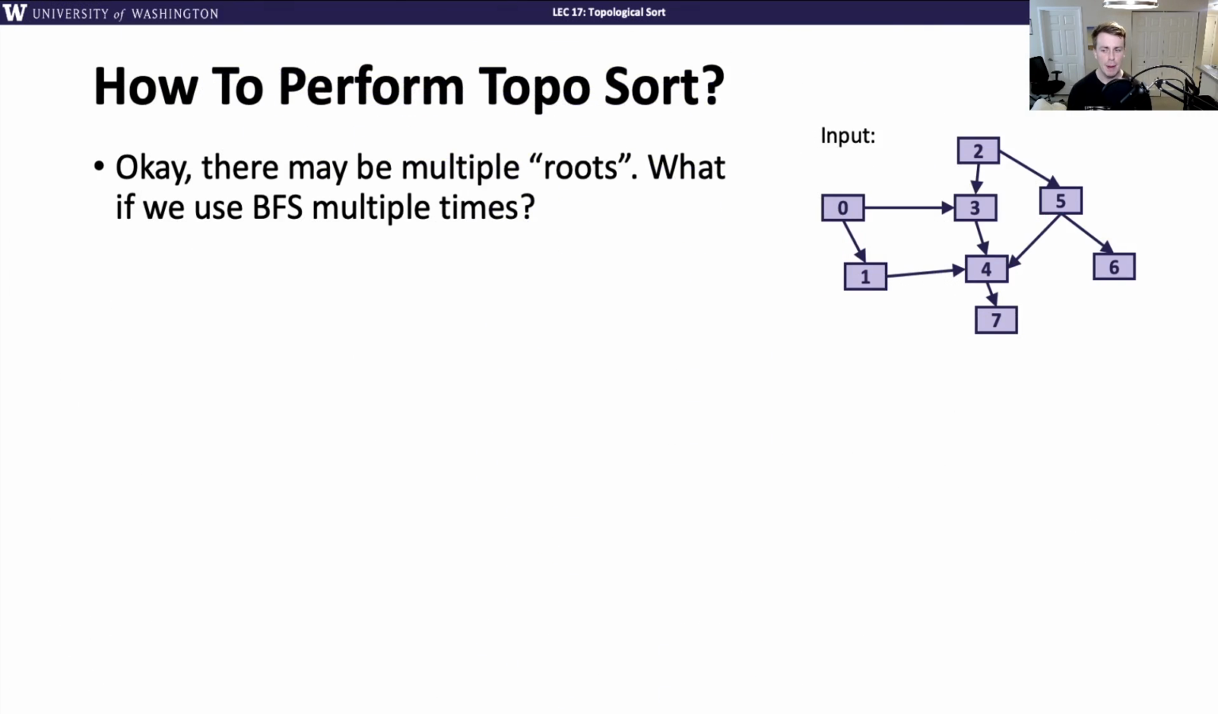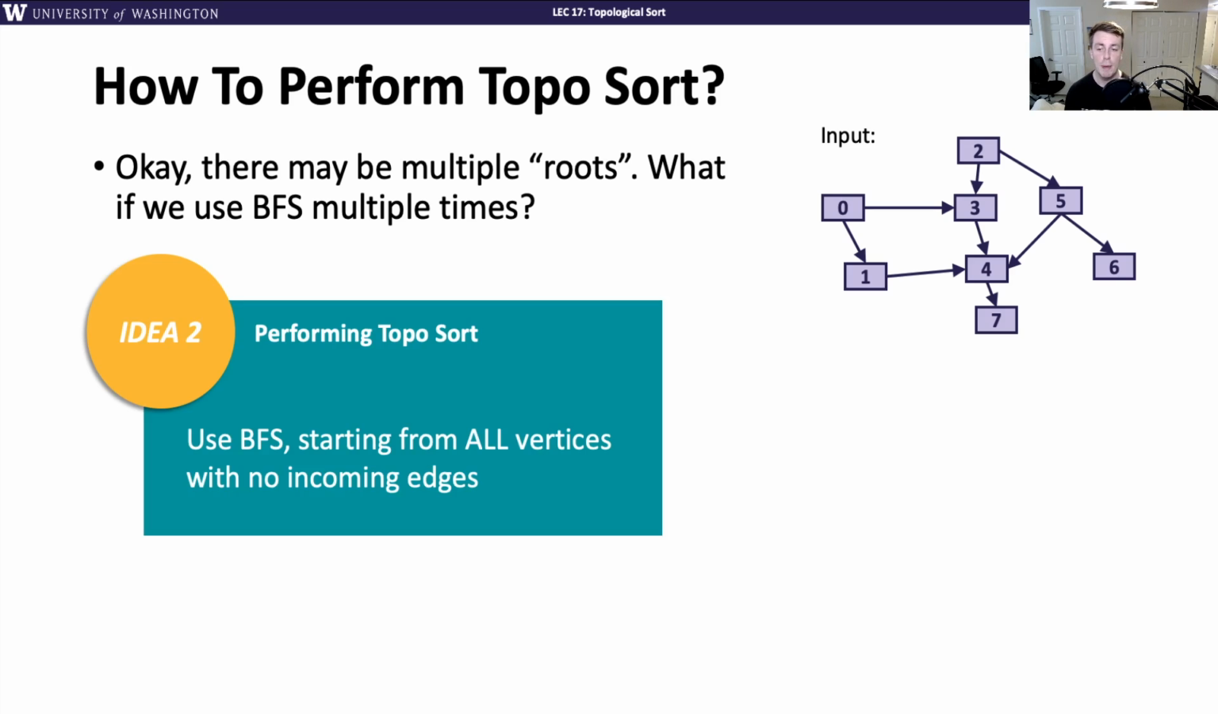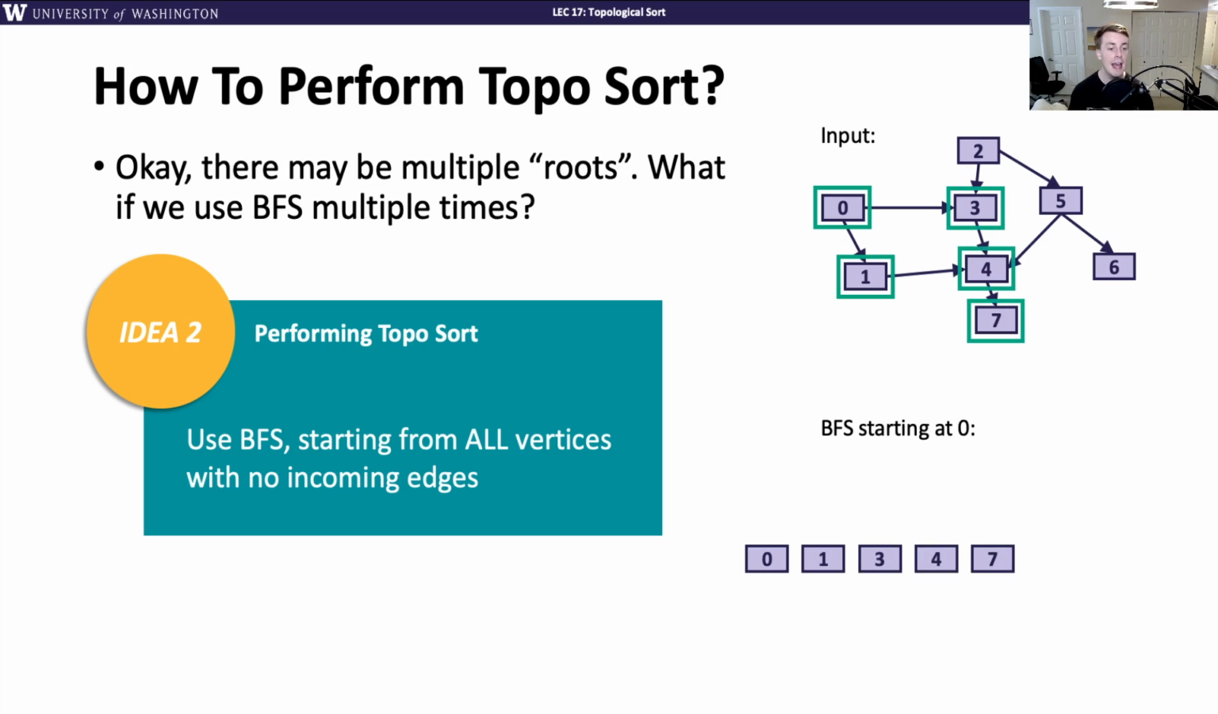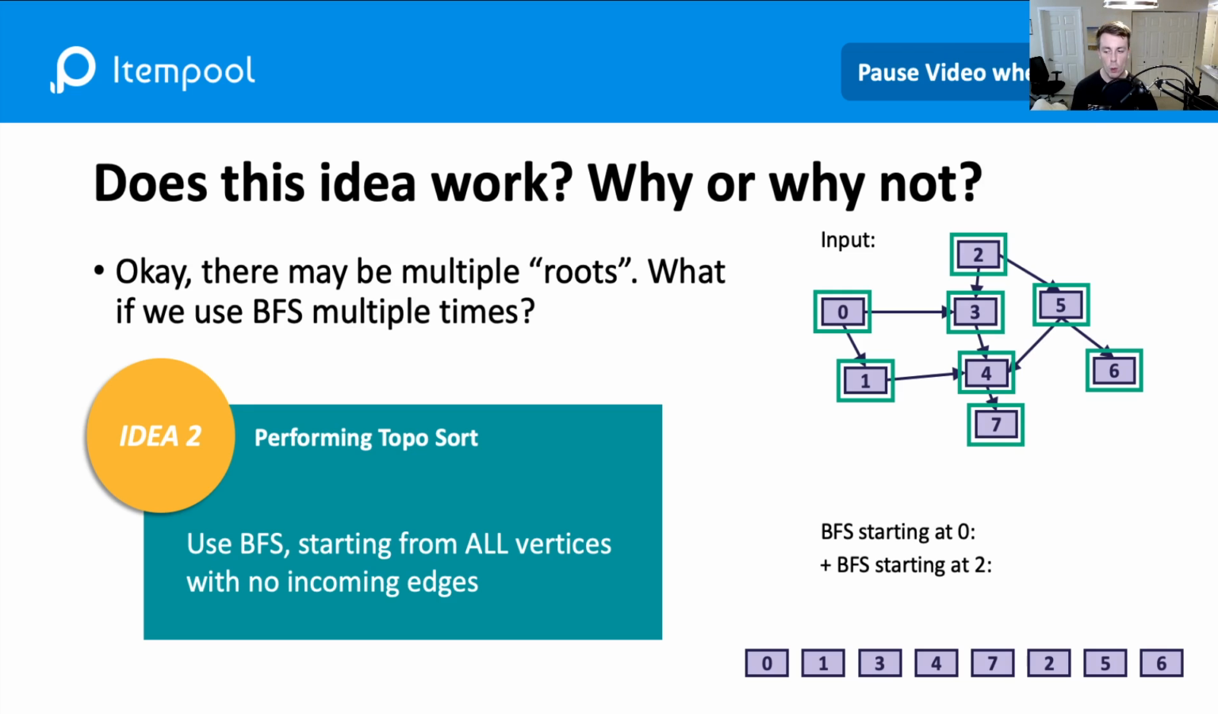So the next idea is maybe let's try to keep this BFS idea around, but we need to make a modification. Since there might be multiple points that act as starting points, meaning there are no dependencies to that node, maybe we can extend this to run BFS multiple times. So my idea is to run BFS starting from each node that has no incoming edges. First run BFS starting from 0, and then run BFS starting from 2, the next set of vertices that don't have any incoming edges. So my question to you is, does this idea work? Why or why not? Take a second to think through, is this going to work, in particular for this graph I just showed?